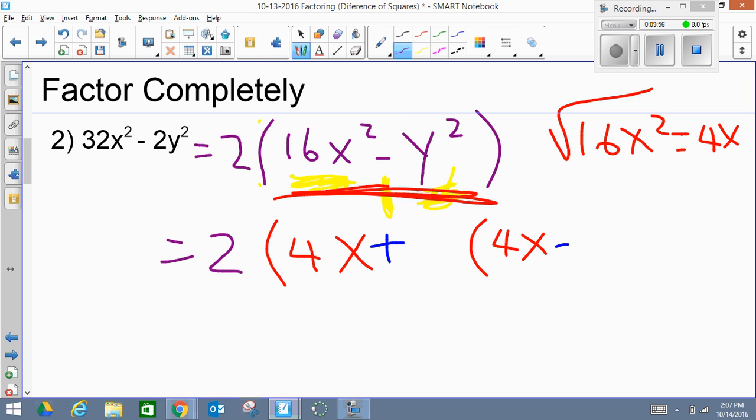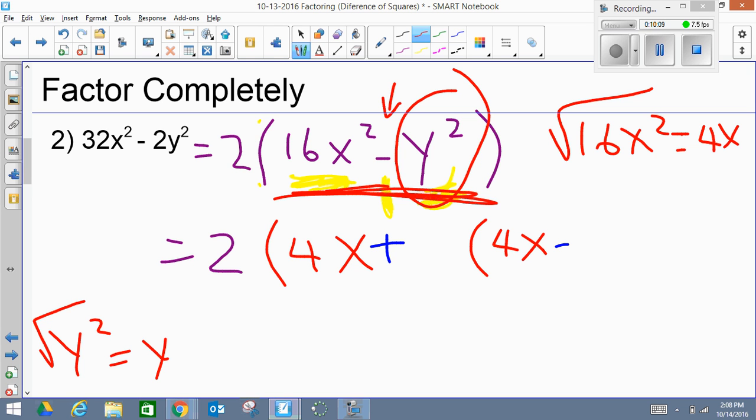And let's use, I don't know what color to use. Let's use red. I have y squared. Do not take the minus, all right? Only the y squared. So I'm going to do it here on the left side. Y squared. Square root of that is y. So that goes on at the end of each parenthesis.